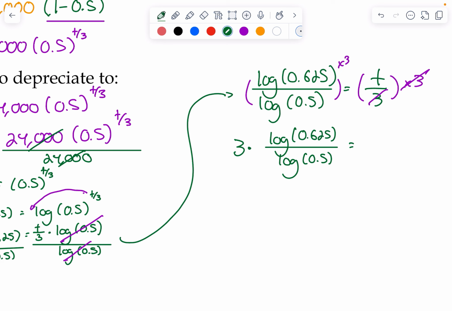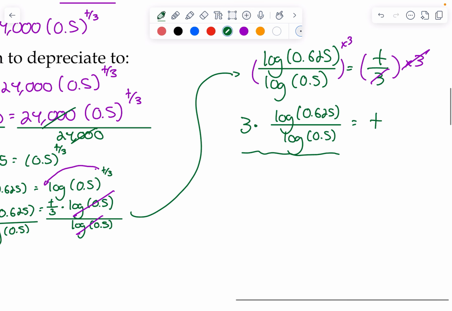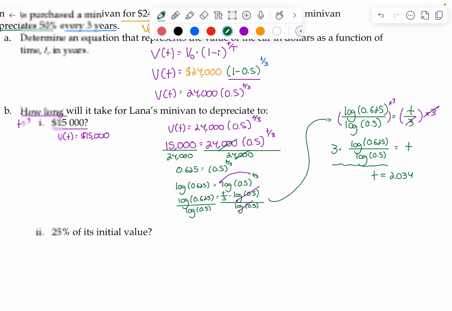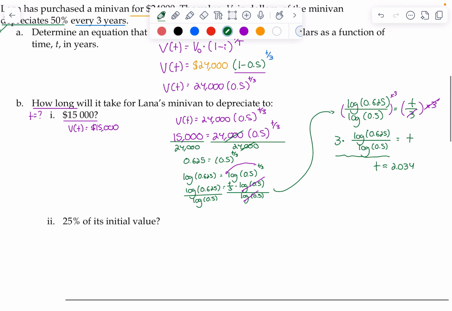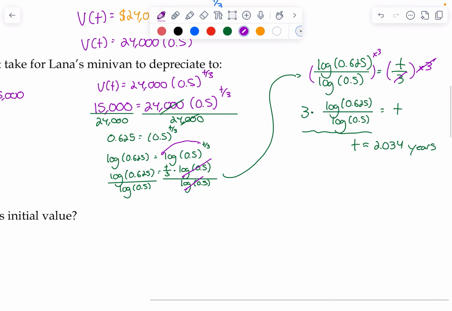So that is t. Just put all this in on your calculator. All right, and try it, see if you get my same answer. t will approximately equal 2.0334. And what are my units of time? Years. So that is how long it will take for the minivan to equal $15,000.